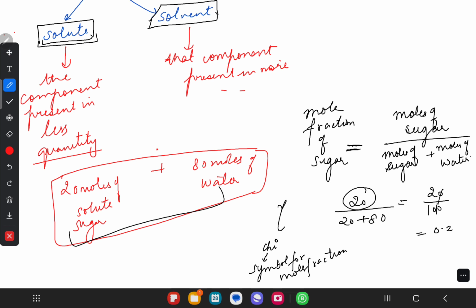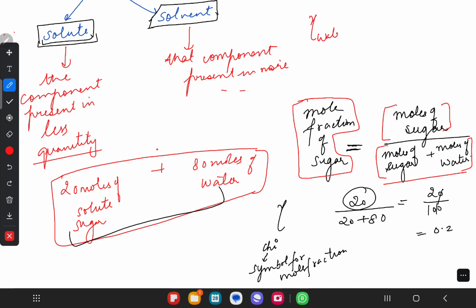So when I say the mole fraction of sugar, what exactly does that mean? Moles of sugar upon moles of sugar plus moles of water. Similarly, if I ask you to calculate the mole fraction of water, whosoever's mole fraction you're calculating, you will write down moles of water upon moles of water plus moles of sugar. Are you understanding my point?